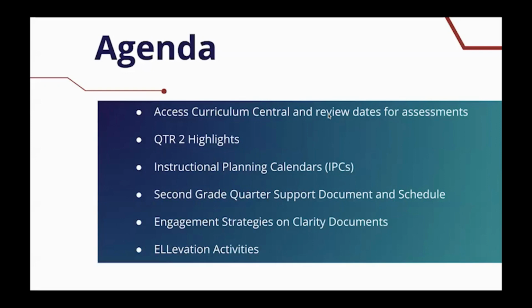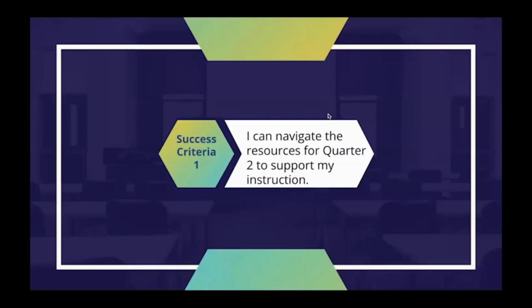We're going to learn about accessing Curriculum Central and review the dates for assessments. We're going to look at spotlights for quarter 2 for kinder, 1st, and 2nd grade. We'll also take a look at our instructional planning calendars, also known as IPCs. In 2nd grade, we're going to look at the quarter support document that's included to help with your pacing. And then with my colleague, Maribel, you'll hear about engagement strategies that can be found on the Clarity documents, and then how to use those elevation activities to help with those engagement strategies.